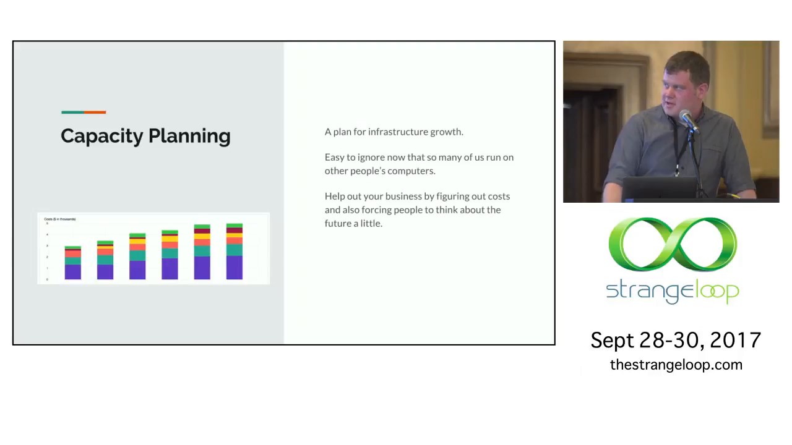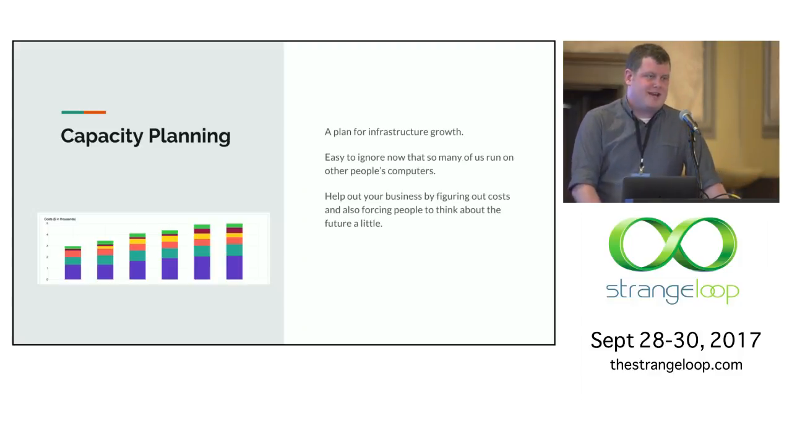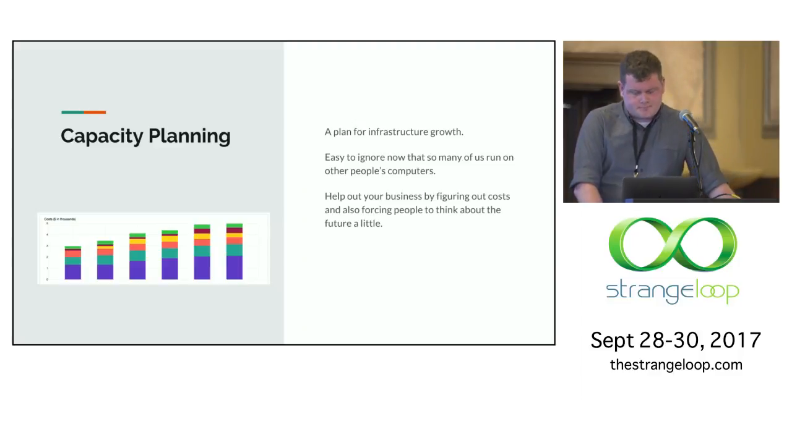Here's a graph of growth of cost over time, but the idea of capacity planning is a plan for infrastructure growth. It's easy to ignore now that a large number of web companies run on other people's computers, but it's still something you have to think about. You can help your business out a lot by figuring out the costs of how your infrastructure is going to grow. If you know, for the next year, give or take, it's going to cost us $20,000, that's a lot different than $5,000 or $1 million, or whatever your scale is.